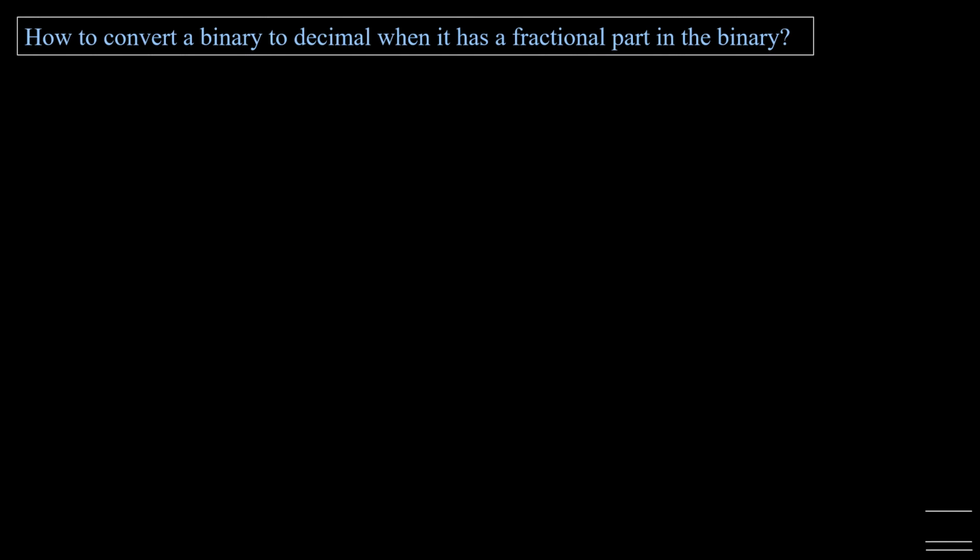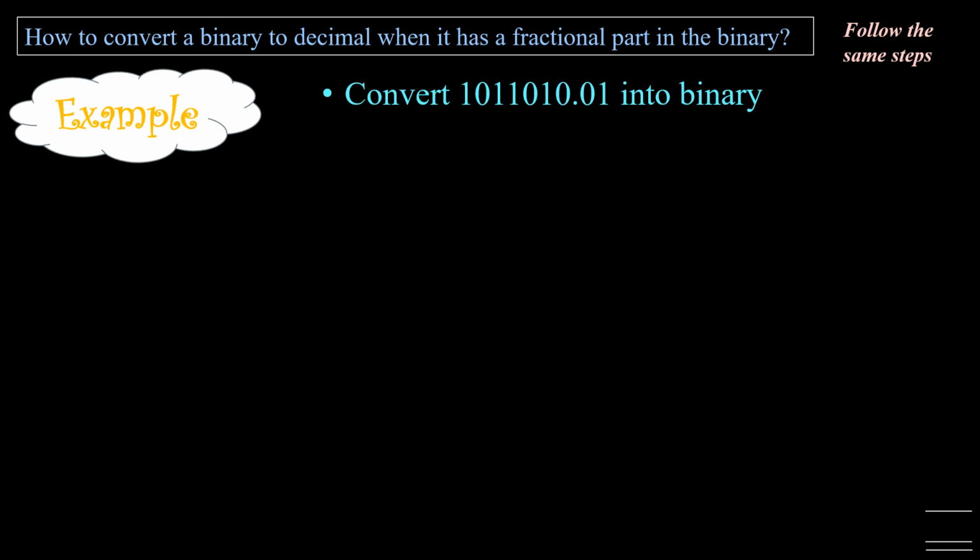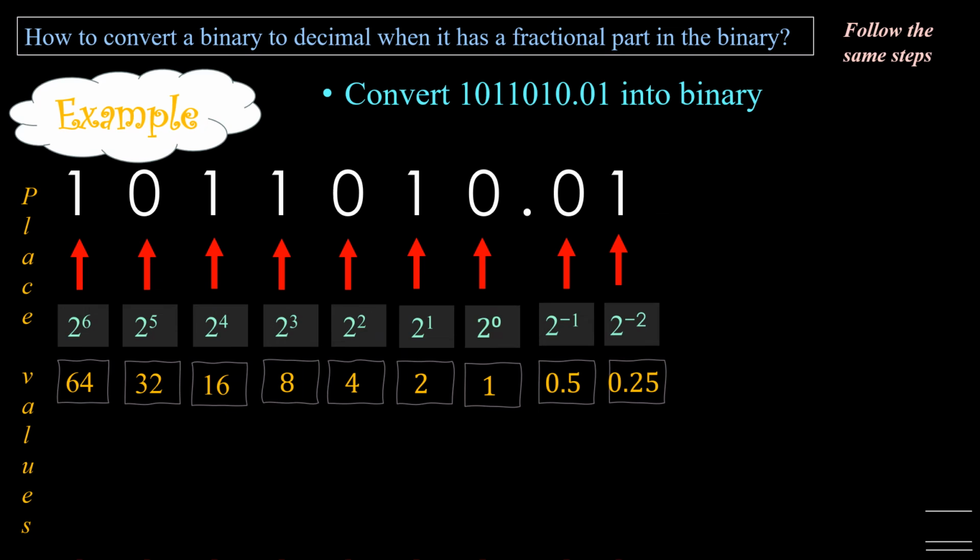And now we're going to see how to convert a binary into a decimal when it has a fractional part in the binary number. You have to follow the same steps. There are no changes, just a small thing you have to know. For an example, we are going to convert 10111010.01 from binary. The only thing you have to know is that the powers of 2 before the binary point are positive, but after the binary point are negative.